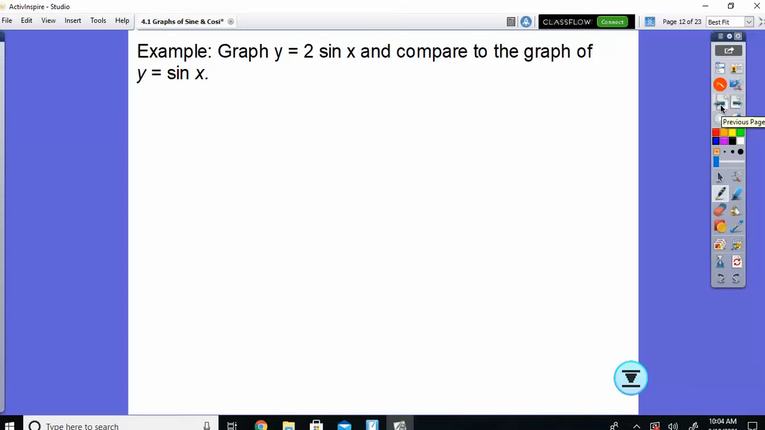So now we're going back to our notebooks. So you've got this handout. That is all we're filling out on it today. We're just looking at sine and cosine. So in a few days, we will get the rest of them.